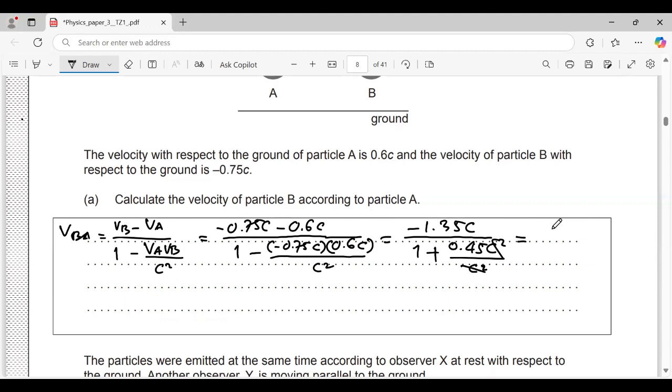So it's going to be minus 1.35 C over 1.45. And the result is minus 0.93 C. That one.